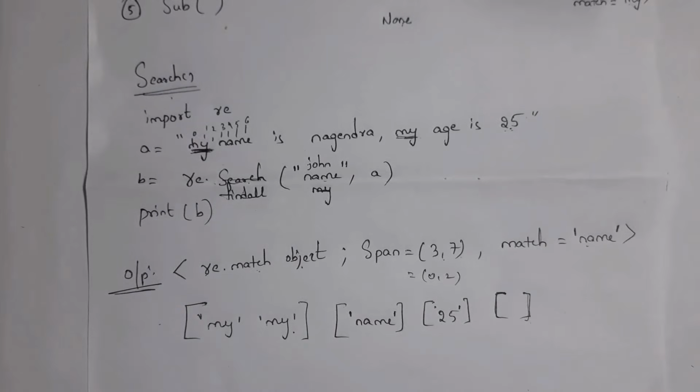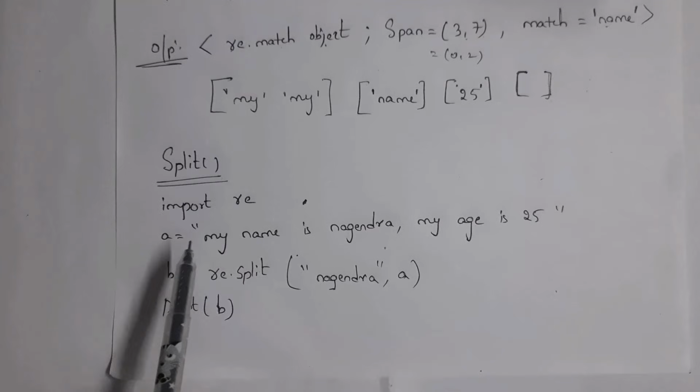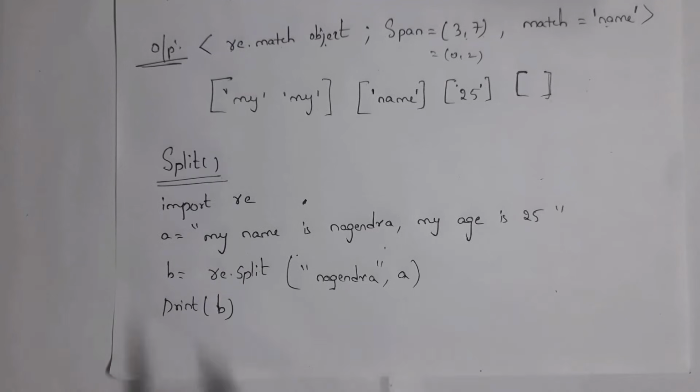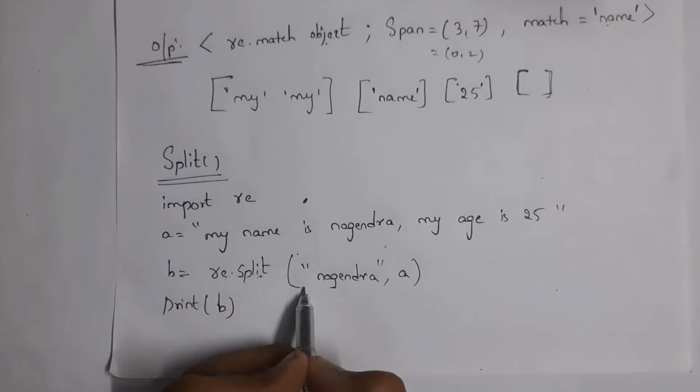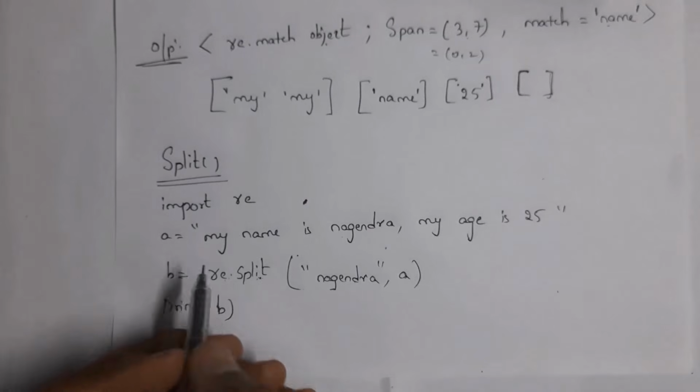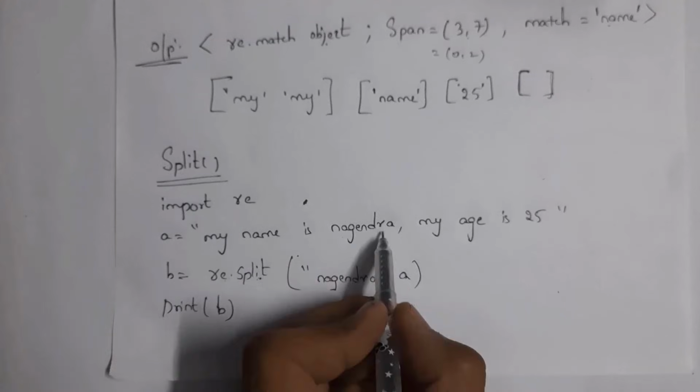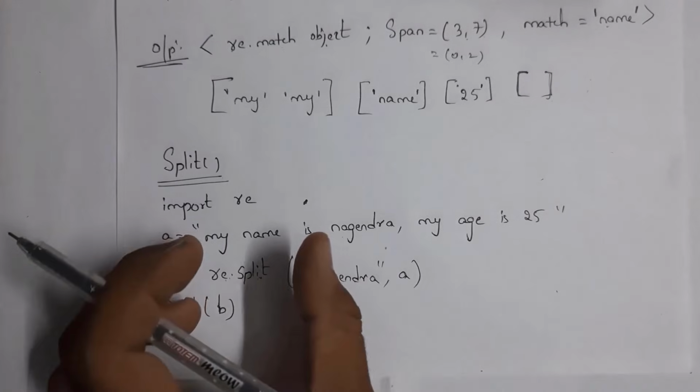Next I will explain what is use of split function. This is example of split. Same example which I took before. Here I written re.split, where split function is used to split given string. For example, here I written b equal to re.split. Inside split I written Nagendra. Whenever you write here re.split of Nagendra, it will remove this Nagendra and it will split these strings.